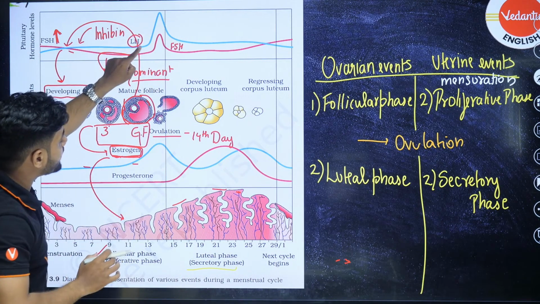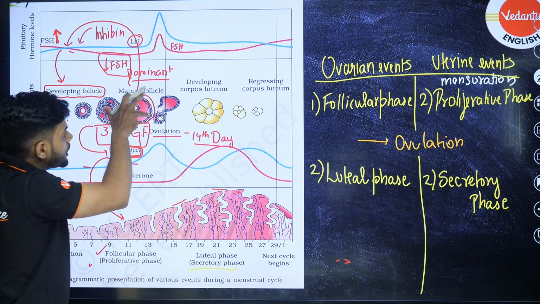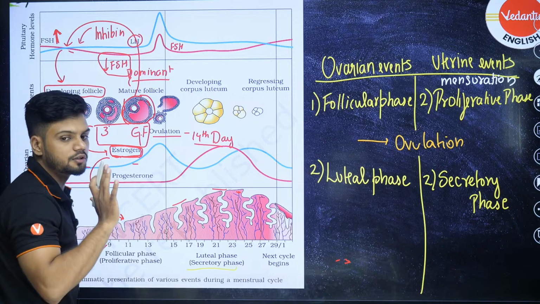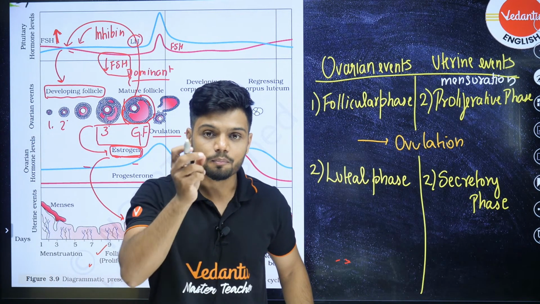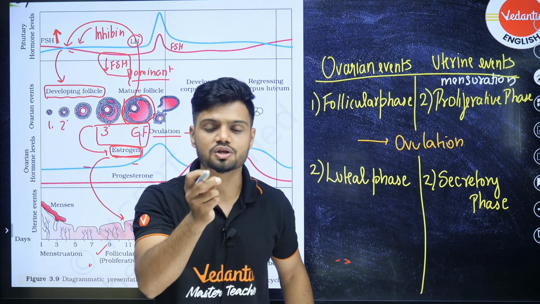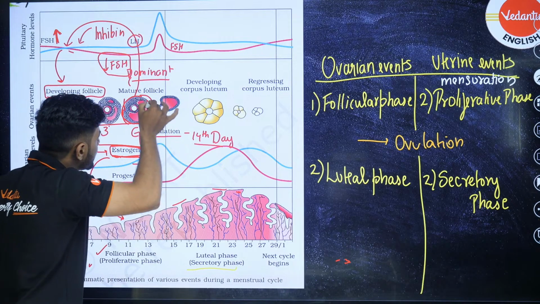Now, because of the LH surge, which happens on the 14th day, there is rupturing of the Graafian follicle. Why? Tell me in the chat quickly. Because of the LH surge, ovulation is happening.